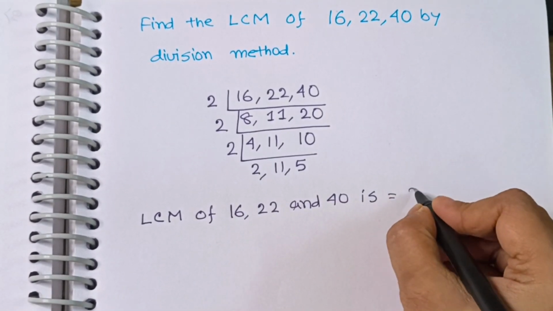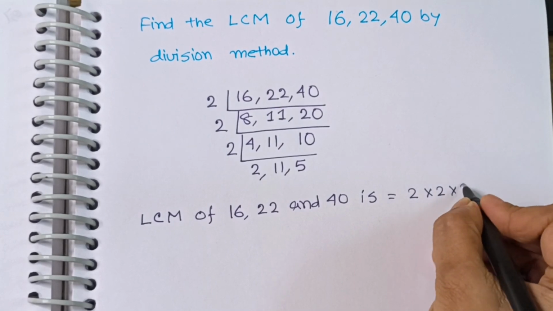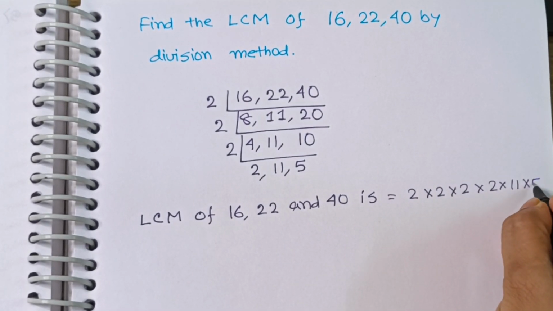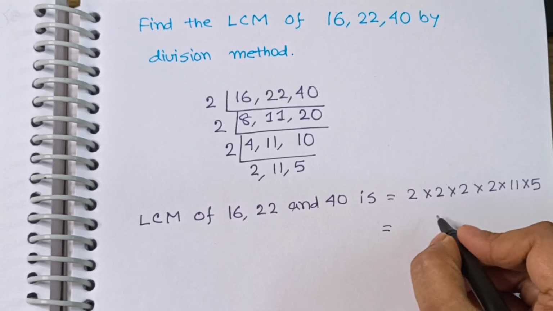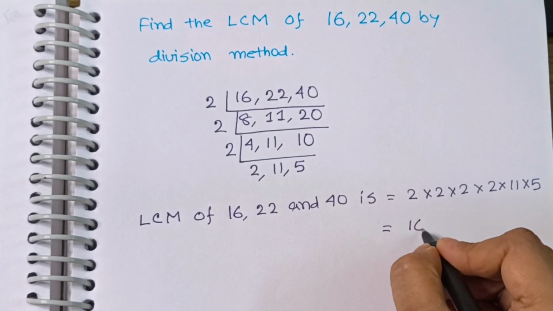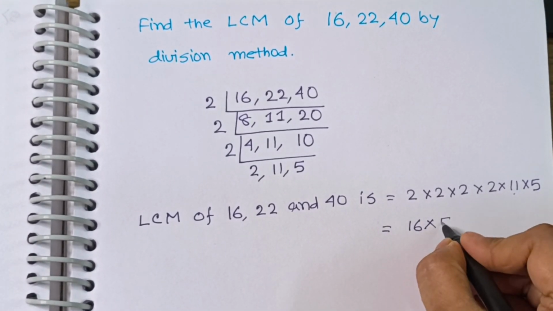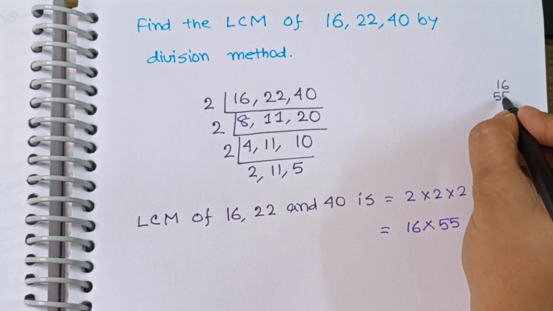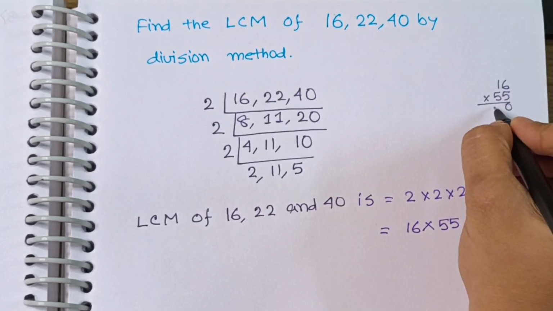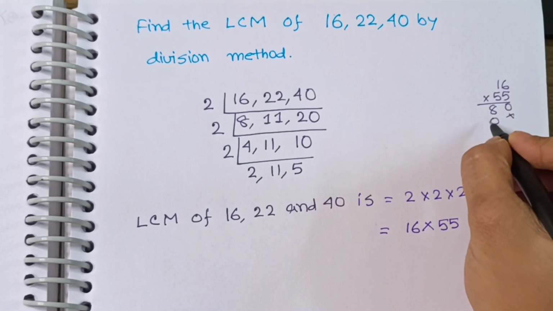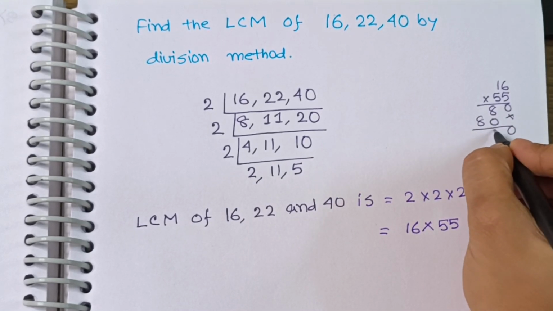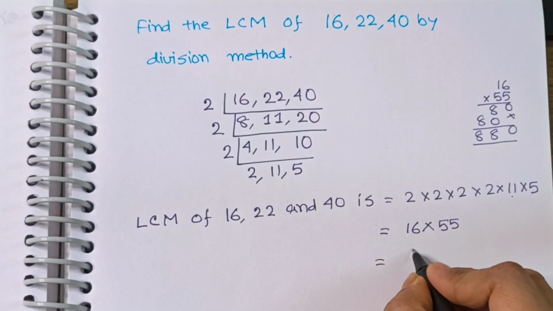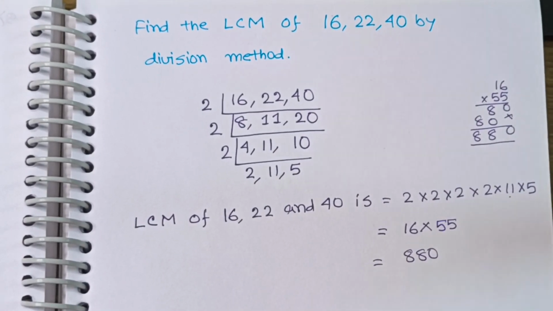Again, 2 divides 8 and 20. Divide 8, 11 and 20 by 2. 11 stays as it is. Now we have 4, 11, 10. Once more, 2 divides 4 and 10. Divide 4, 11 and 10 by 2. 11 stays as it is. Now we have 2, 11, 5. Stop here. Multiply all the divisors and the remaining prime numbers, we will get 880.